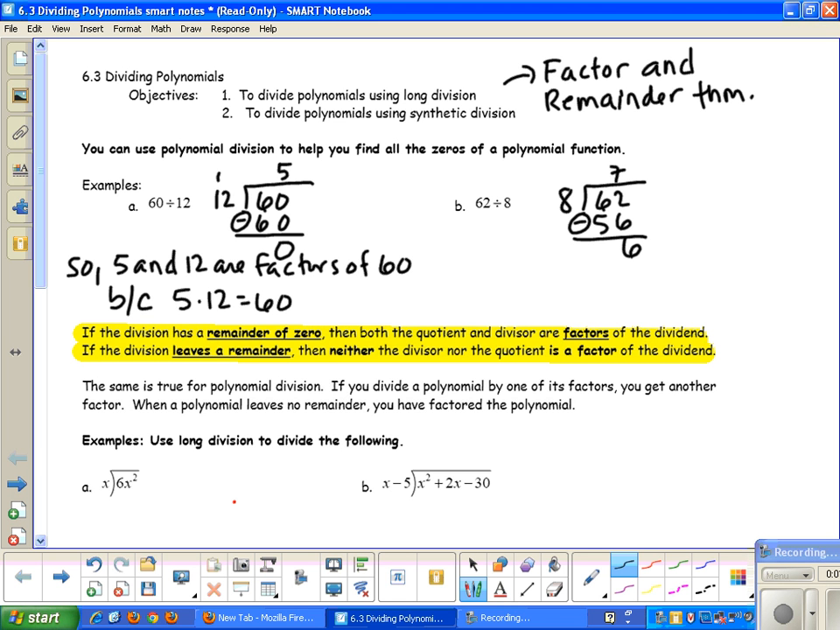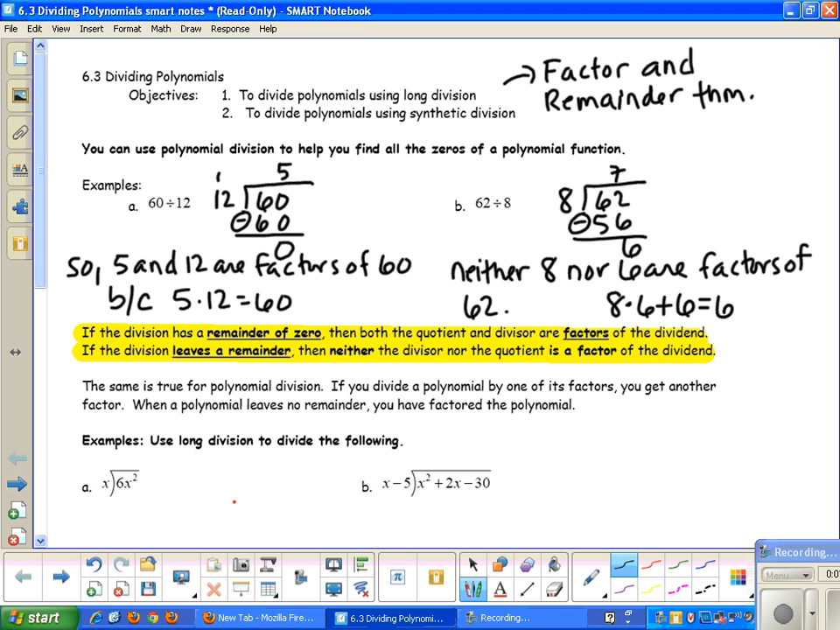So for this one, I would say neither 8 nor 7 are factors of 62, because in order to get 62, we have to do 8 times 7 plus the remainder 6, which gives me 62.